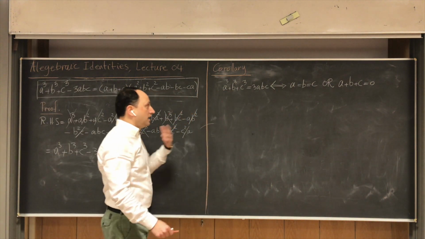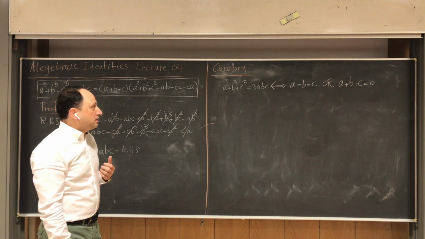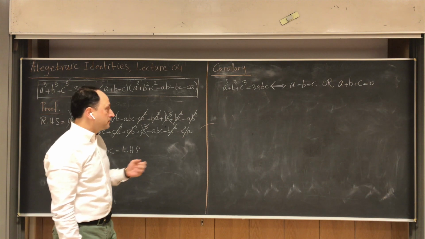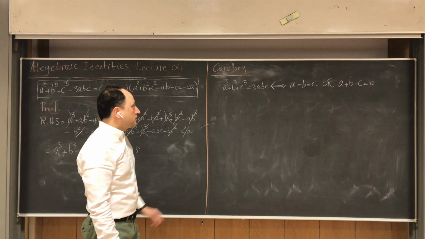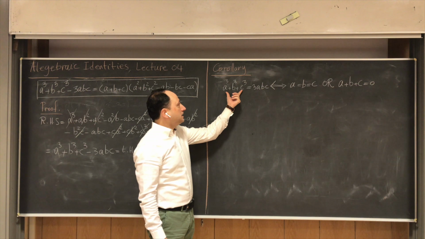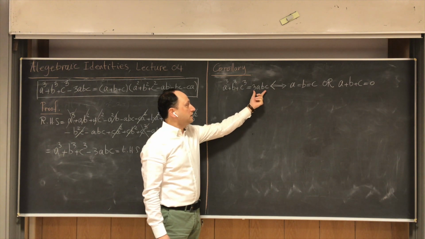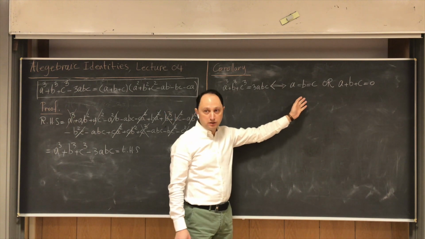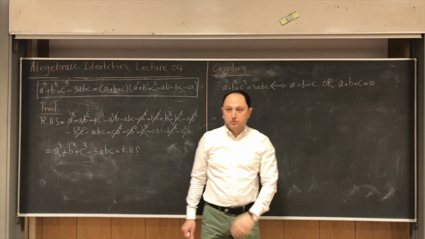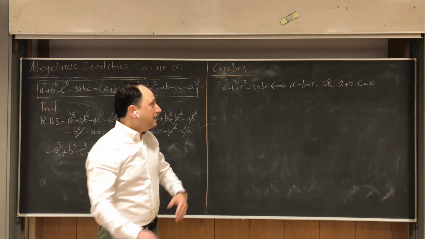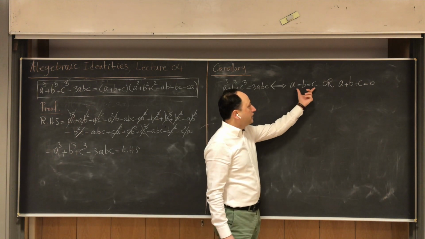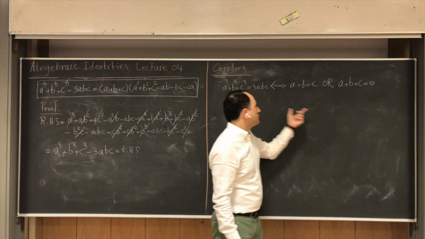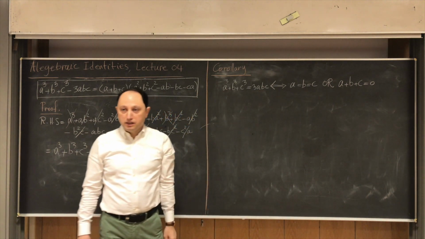This is used, as I told you, in mathematical contest type problems. So this tells you that if you see this is equal to 3abc, then you can immediately conclude that either all these numbers are equal or the sum of them has to be equal to 0, nothing else. And the other way around. If this happens, this is true. If this happens, this is true. So this is the if and only if part.